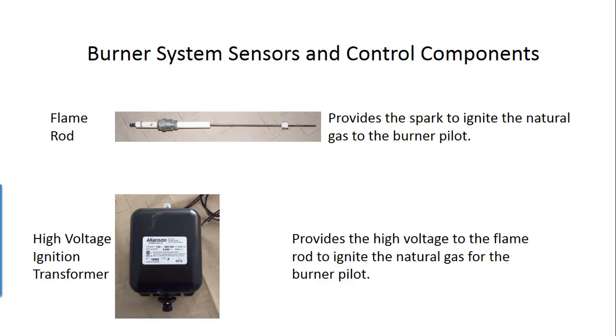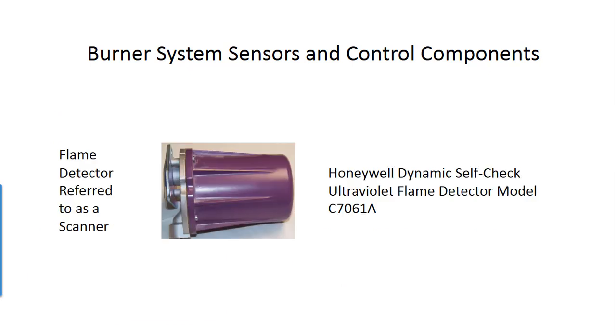A little bit more familiar for some people is the flame rod. It produces a spark to ignite the natural gas to the burner pilot, and that is done through the bottom element, the high voltage ignition transformer. This provides the high voltage to the flame rod to ignite the natural gas for the burner pilot. So the high voltage ignition transformer, very critical, draws a very high voltage but extremely low amperage so that we can draw the required spark. We don't need a lot of flow, we just need that spark to ignite the natural gas.